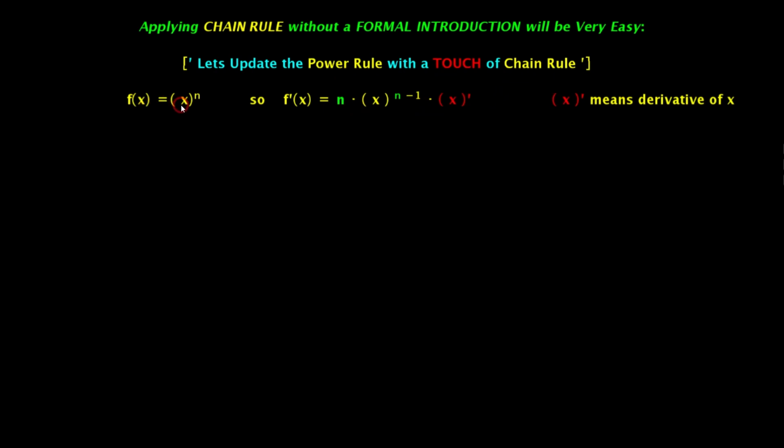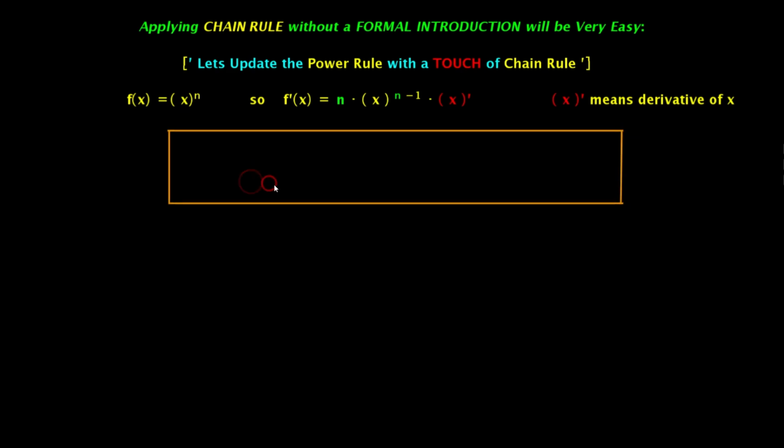F of x is x to the n. F prime of x is n times x with n minus 1. Chain it by multiplying by the inside value. Remember the base. So it is the x prime. What is the difference? So x prime on the right side means the derivative of x.